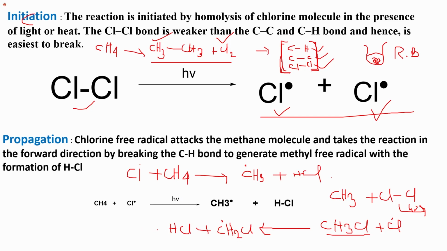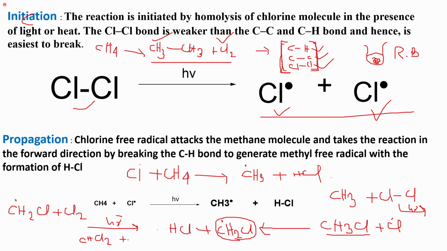Now you have this free radical, and it will react with Cl2. So you have CH2Cl dot plus Cl2. Under this photolytic condition, it will form CHCl2 plus.